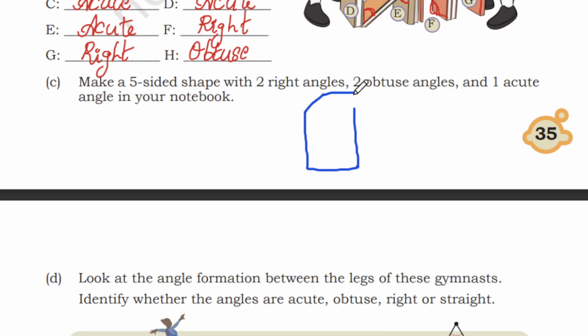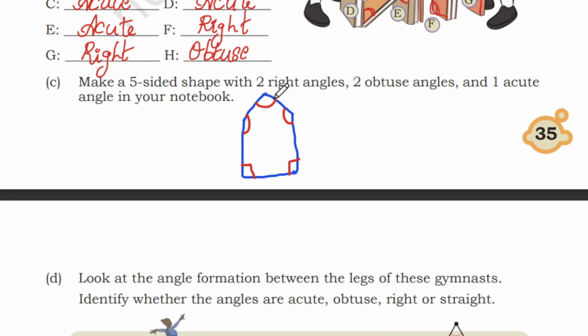And now these two will become a straight angle. 1 minute, students. Okay, so let's draw this box and the shape. So look at the shape, students. So here we have 2 right angles, and here we have 2 obtuse angles, and we have 1 acute angle.